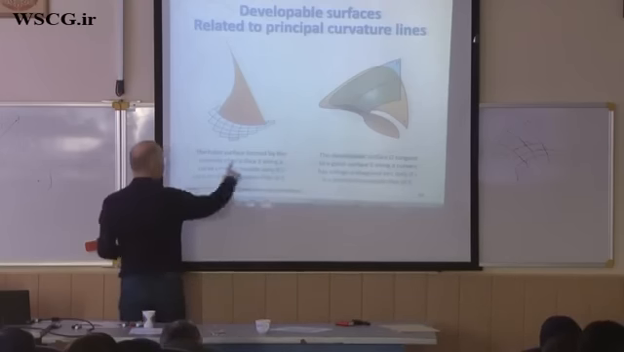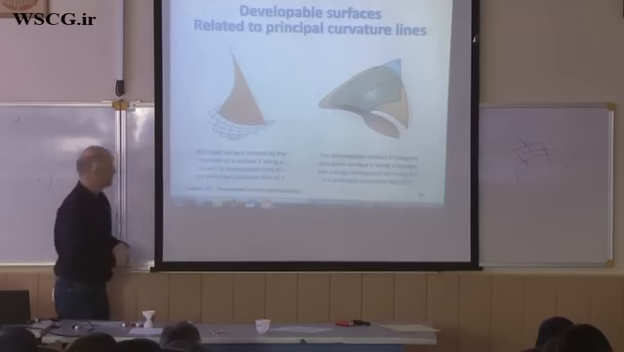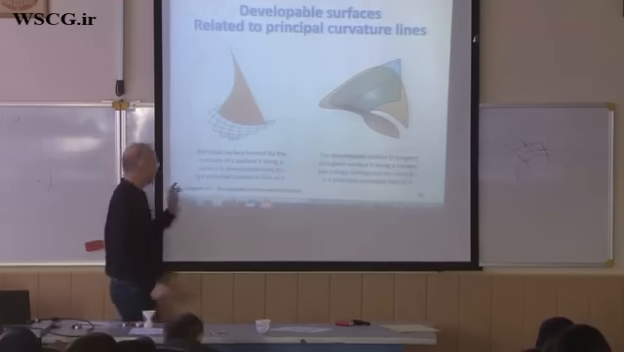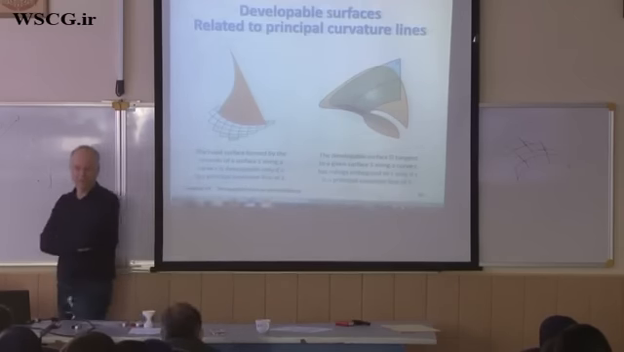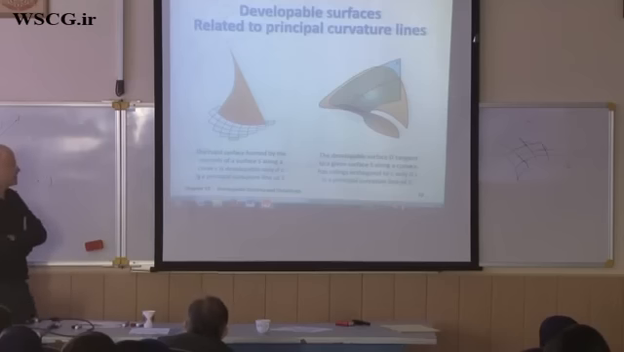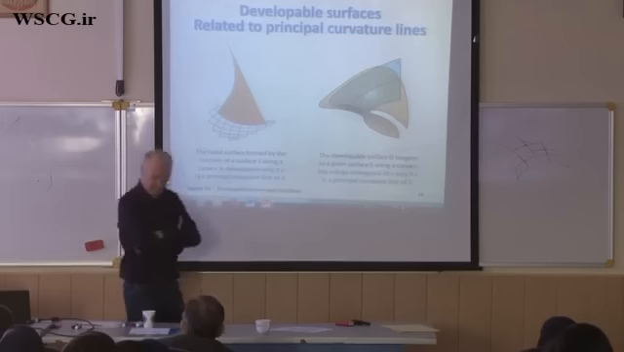So we can say a ruled surface formed by the normals of a surface S along a curve C is developable if and only if this curve is a principal curvature line of this surface S. Now maybe we make an example.